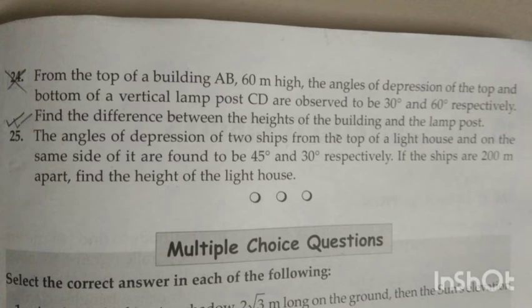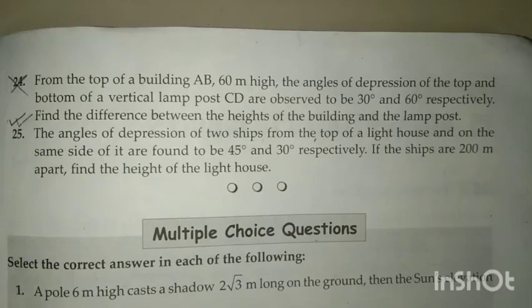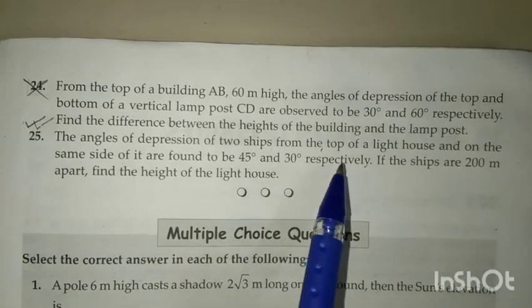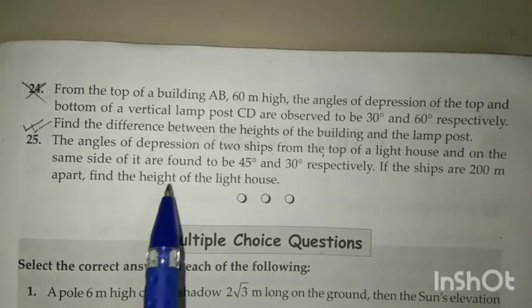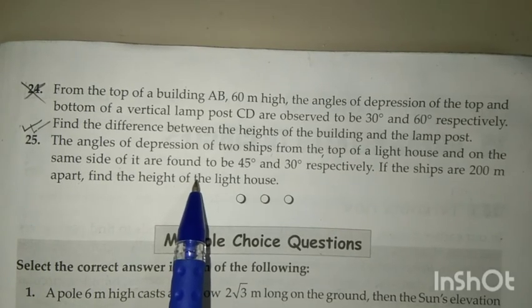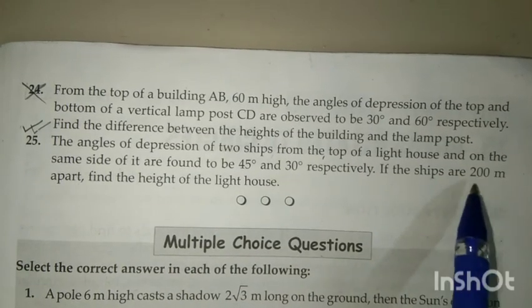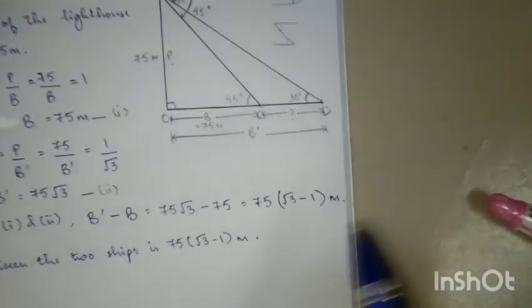So it's just the same. Angle of depression is given. Using that, you can have angle of elevation. And over here, instead of giving you the height of the lighthouse, they've given us the distance between the two ships, okay? And we have to find the height of the lighthouse, all right? So that's the only difference in this question.